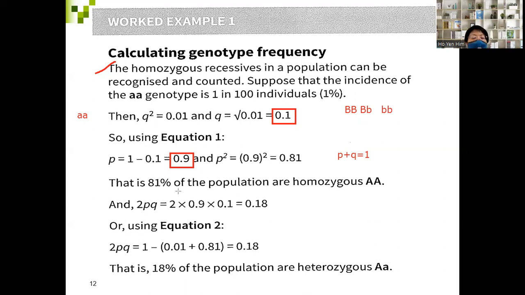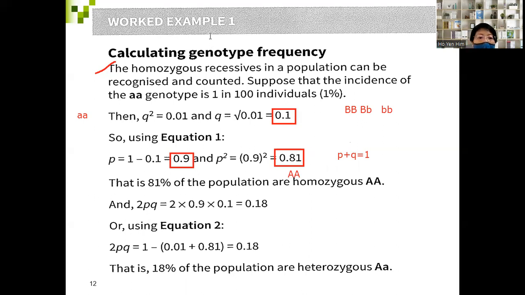So what percentage of individuals here are homozygous big A? Homozygous big A is P squared, isn't it? It's 81%, correct? So therefore, the percentage of big A big A is 81%, because the frequency of big A is 0.9. Frequency of big A is 0.9, so 0.9 times 0.9 is 0.81. Okay. So what about 2PQ?